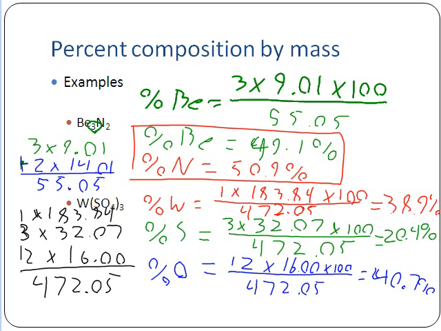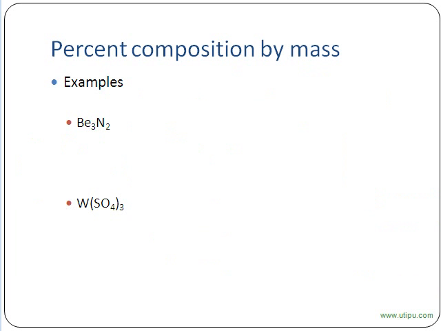And so this is what we get. We have 38.9% tungsten, 20.4% sulfur, and 40.7% oxygen. Our double check is, say, 40.7, the oxygen percent, plus the sulfur percent, which is 20.4, plus the tungsten percent, which is 38.9. And we add those up, we get exactly right at 100%. And so we know we've got this right. So this is how you go about finding percent composition by mass. Let's take a look at our next topic.